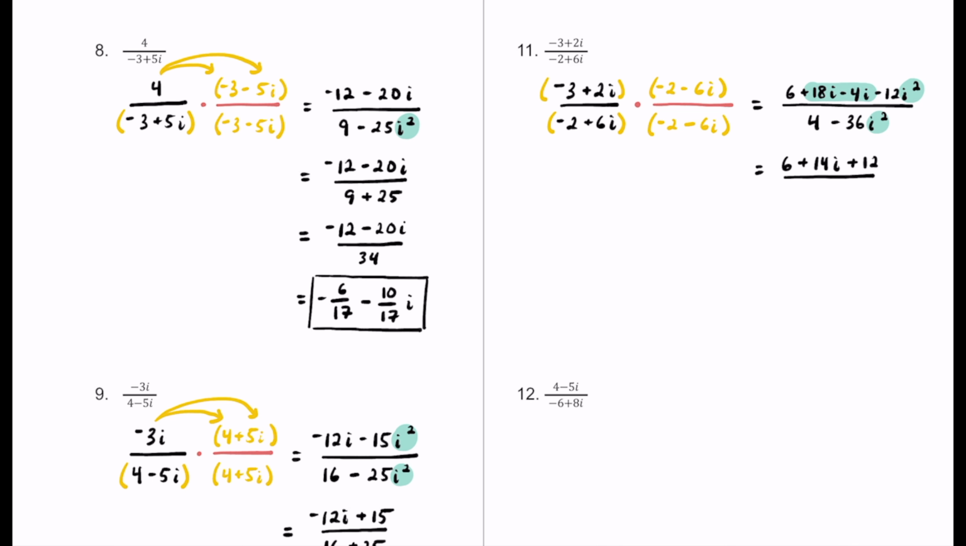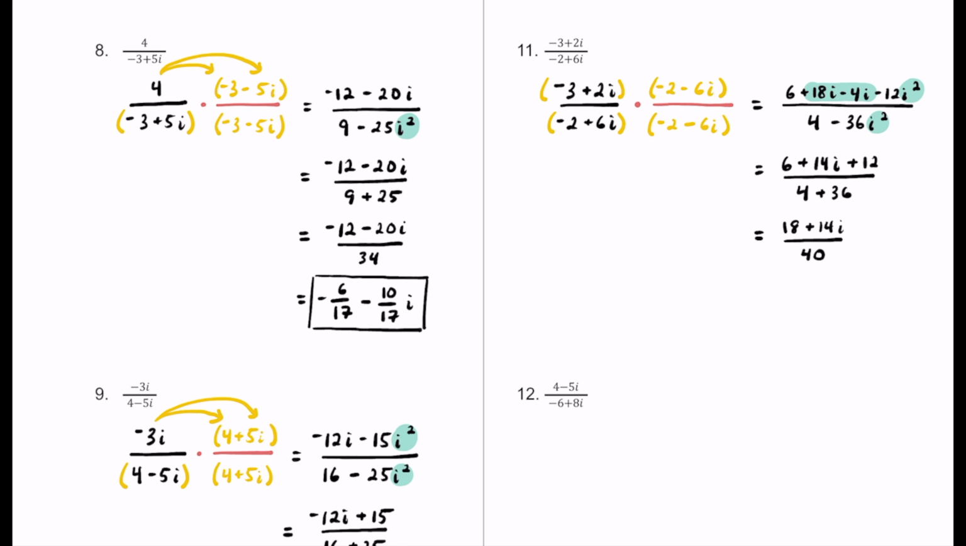Underneath this, we have 4, and then we have negative 36 times negative 1. That's going to be positive 36. On top, 6 plus 12 is going to be 18. So we have 18 plus 14i. And then on bottom, 4 plus 36 is equal to 40.